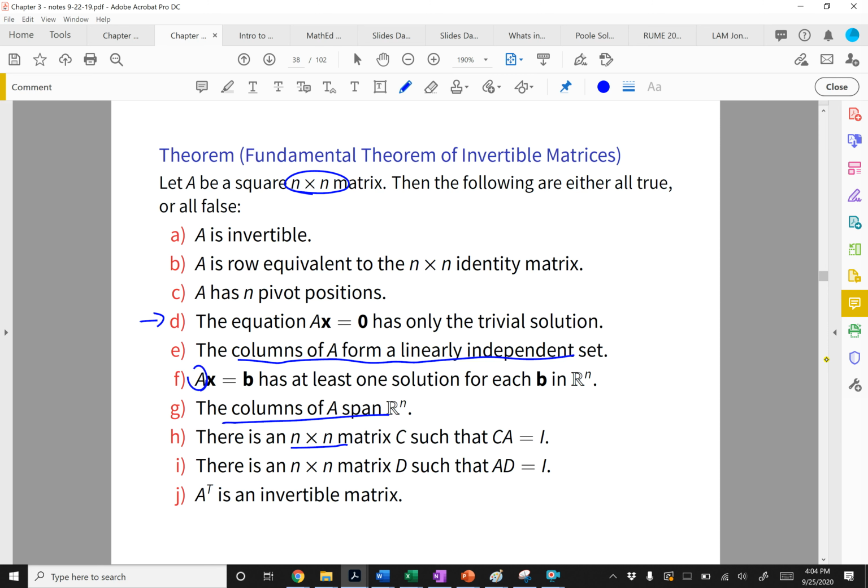And we will keep adding to this list because we're going to find more and more things, like the determinant. If the determinant of A is not 0, then we know A is invertible. We'll keep finding more and more things that are equivalent to being an invertible matrix. And so if we know it's invertible, or if we know any of those things, we know everything else on the list is also true.